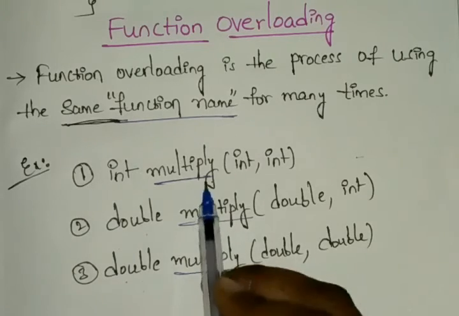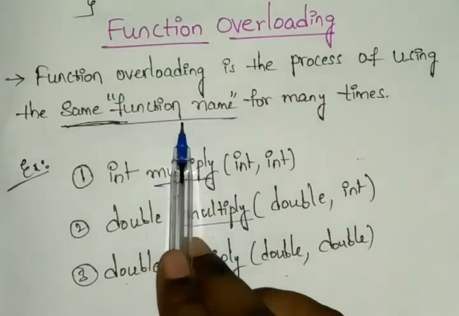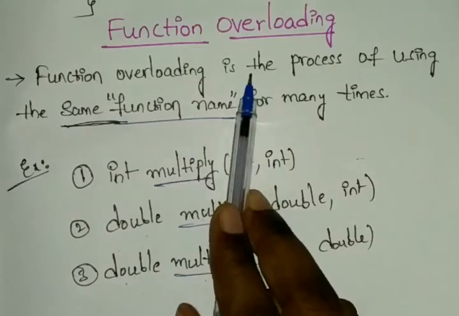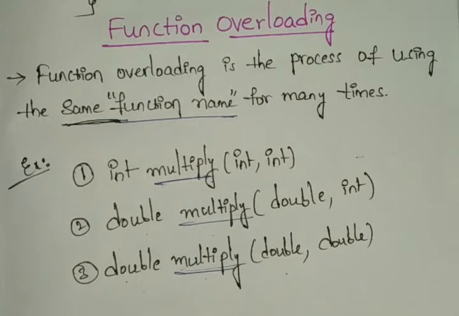So here you can see this function overloading can be done with the same function name. Here we use the same function name, that is multiply. Function overloading is a process of using the same function name many times. So it shows our function is overloaded. There is no problem. We are passing a different parameter list, but with the same function name we can pass any number of functions. That is possible.